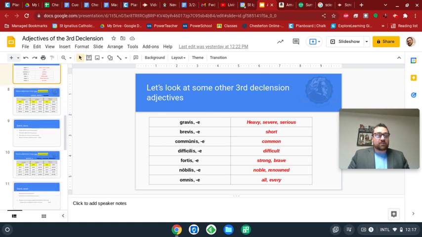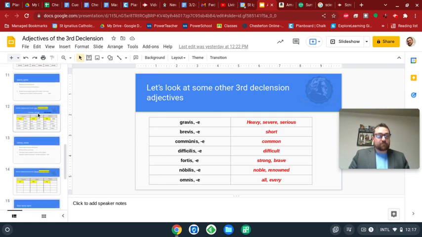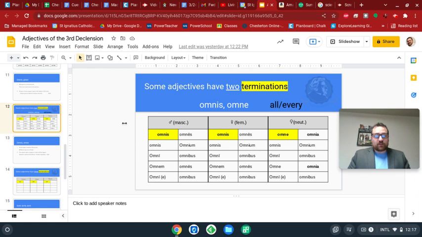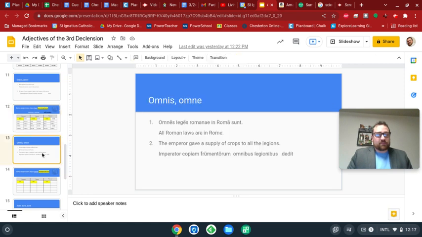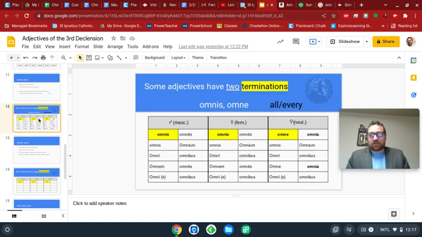And when you have an adjective of two terminations, you have two different nominative singular forms. So omnis, omne has two different nominative singular forms. We use omnis for the masculine and the feminine, and we use omne for the neuter. We use a different one for the neuter. And that's how adjectives of two terminations work. And so there was our example of an adjective of two terminations, fully declined.